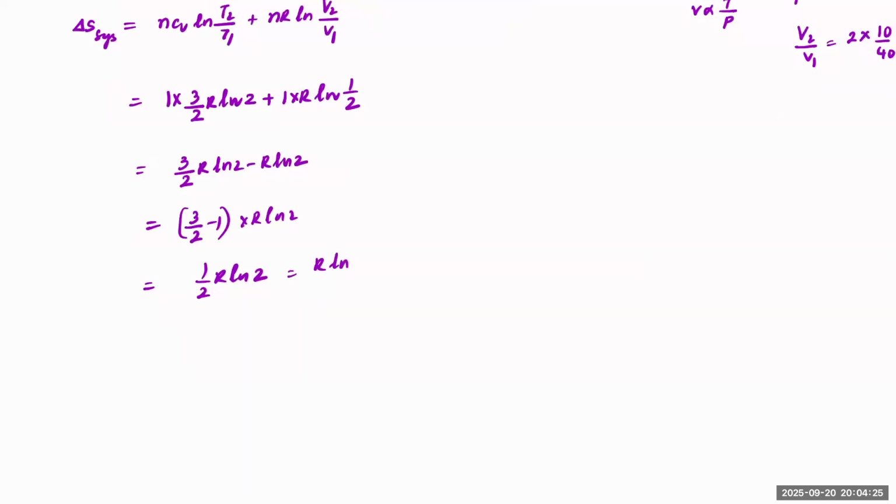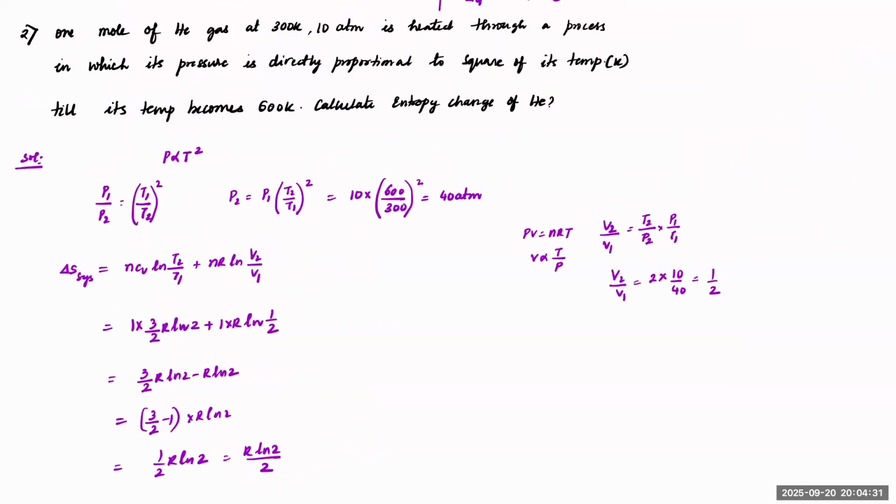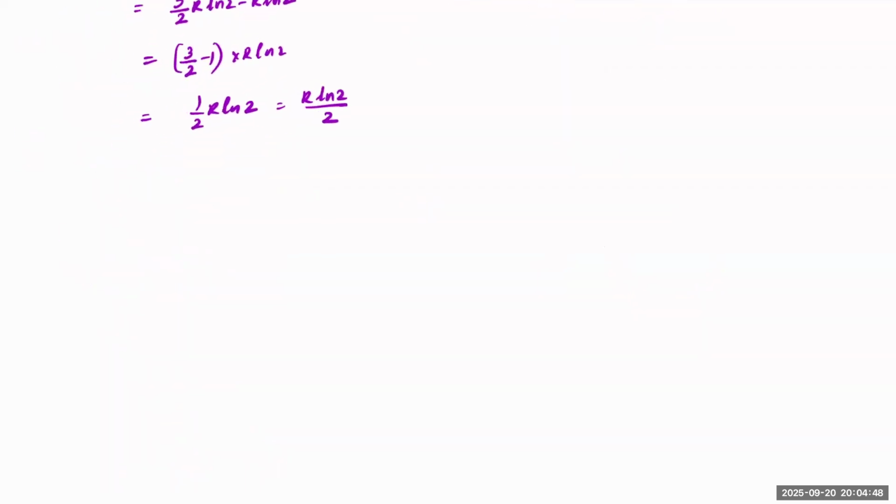Okay, this was a multiple correct question. This is how it was given, R ln 2 by 2. So please check it out. I hope all of you got that, right. Now check out the next question, how it has been framed.